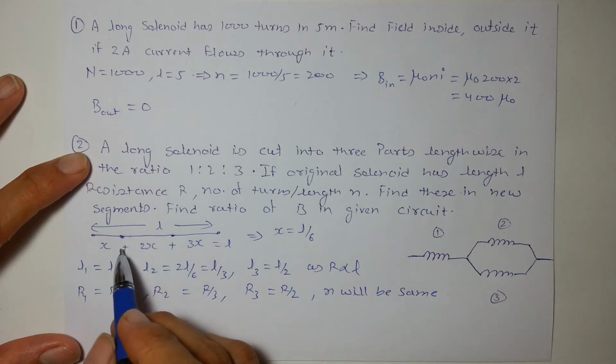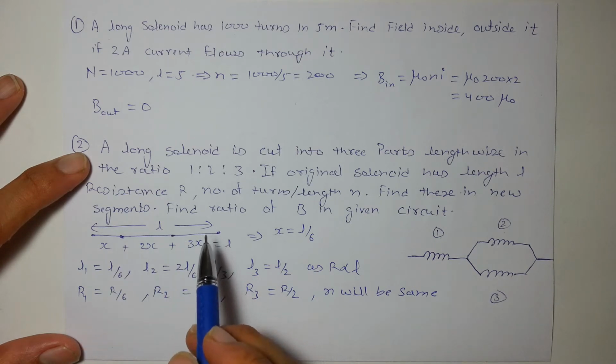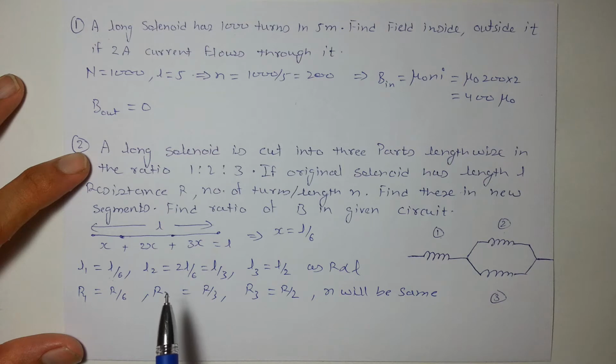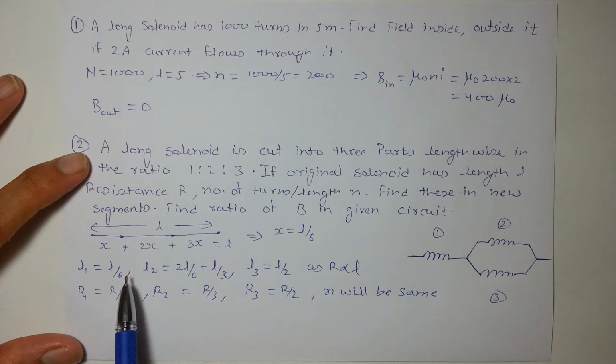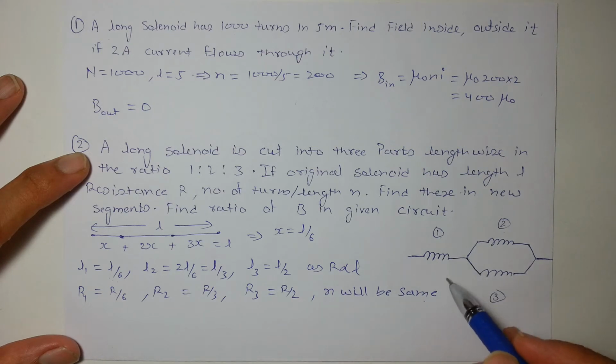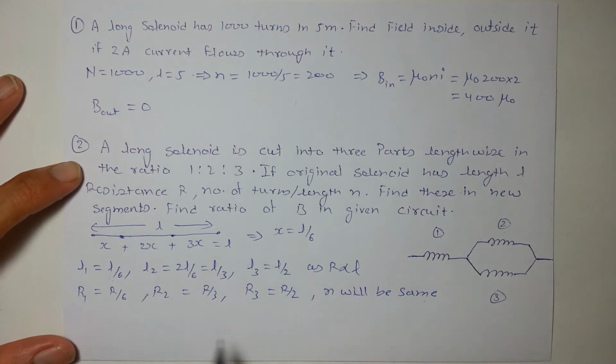because you have just cut the portion. Again I'm saying number of turns and the length both will become 1/6 times, but number of turns per unit length will remain same, as the property of the solenoid hasn't changed. Okay, so N will remain same. You have just cut it. In every meter the number of turns will remain same.